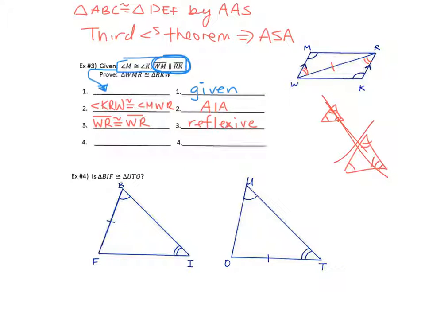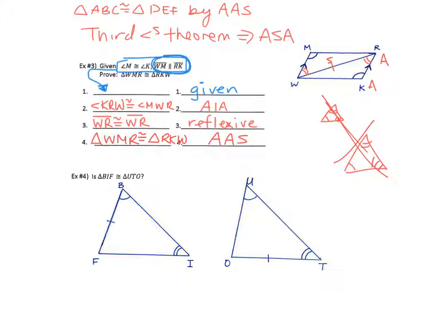What do you see in your markings right now? Angle, angle, side. Is it AAS or ASA? It's not the included, right? AAS. So it'd be triangle, what they asked you to prove, WMR, congruent to triangle RKW by angle, angle, side. Okay? Questions on that?